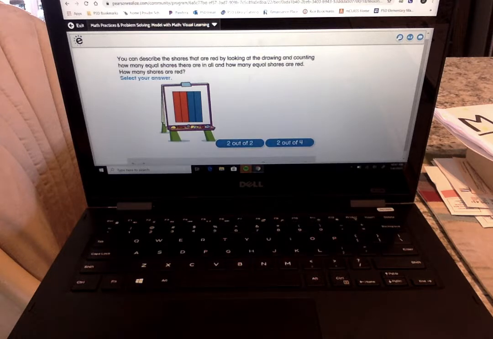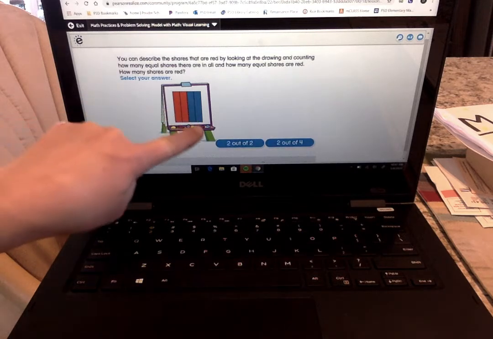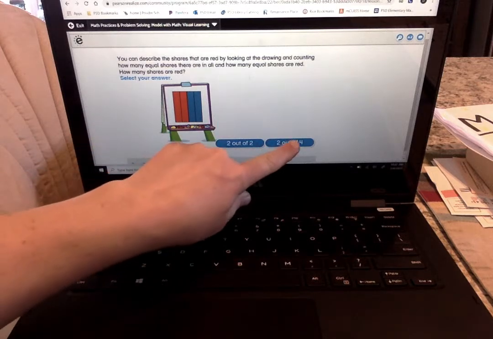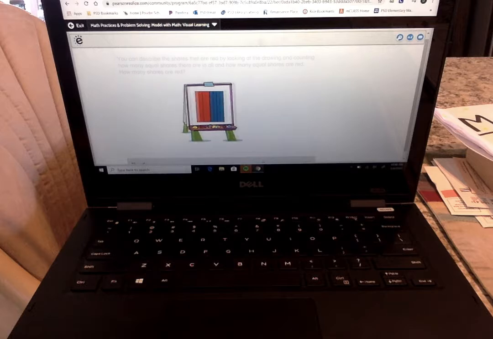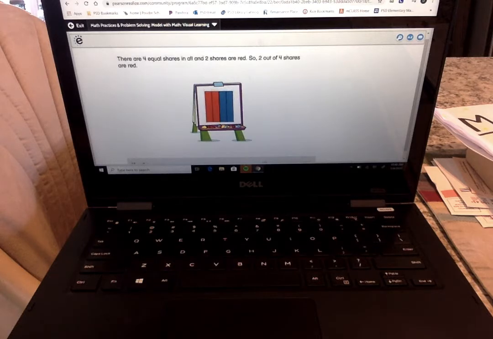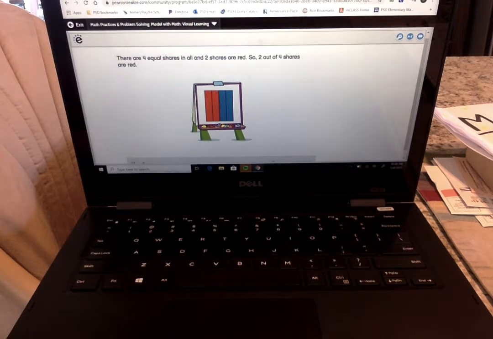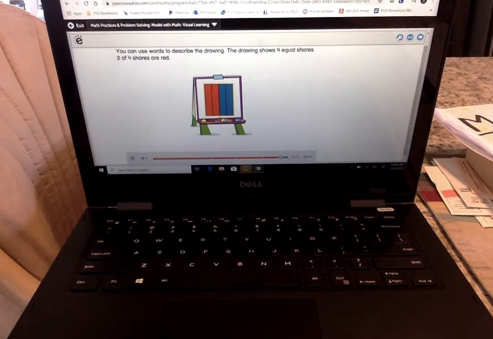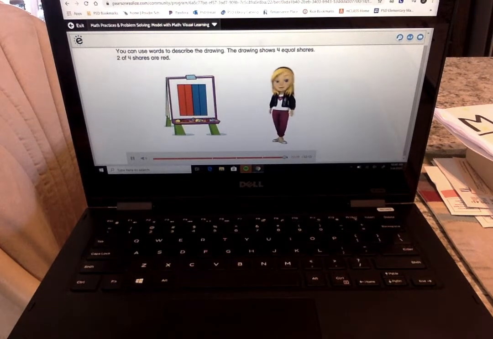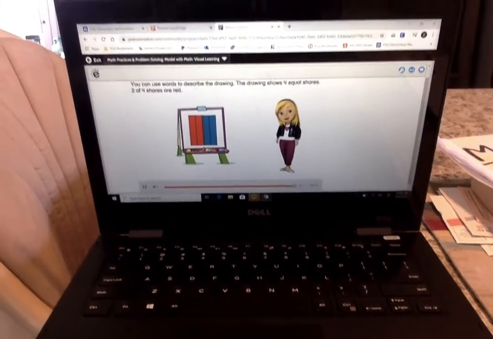So you should have got 2 that are red, and you have 4 total. So 2 out of 4 are red. There are 4 equal shares in all, and 2 shares are red. So 2 out of 4 shares are red. You can use words to describe the drawing. The drawing shows 4 equal shares. 2 of 4 shares are red. Drawing a picture can help you solve a problem.